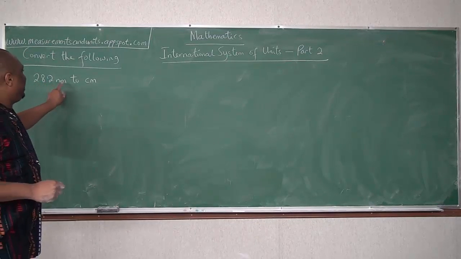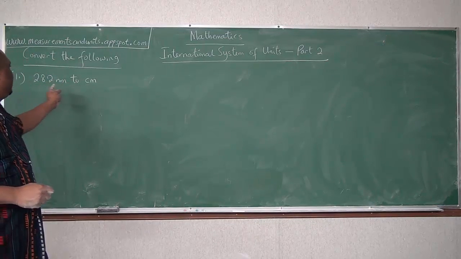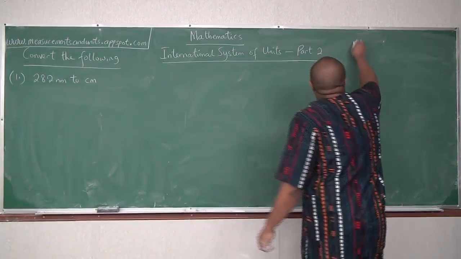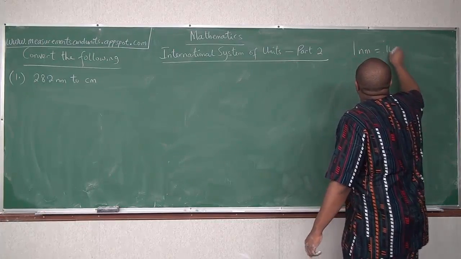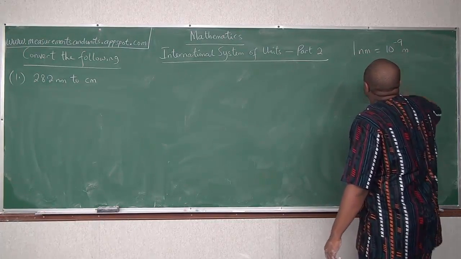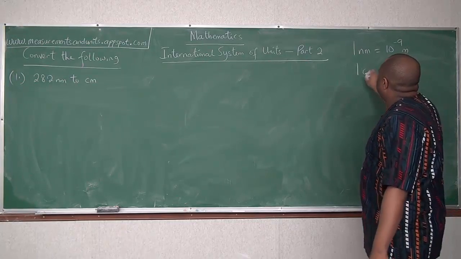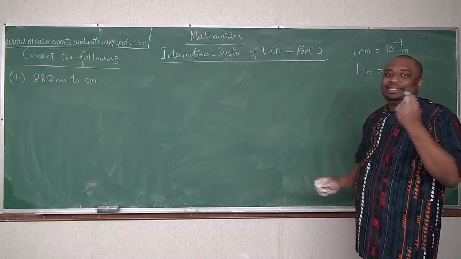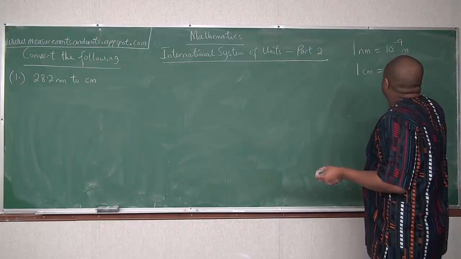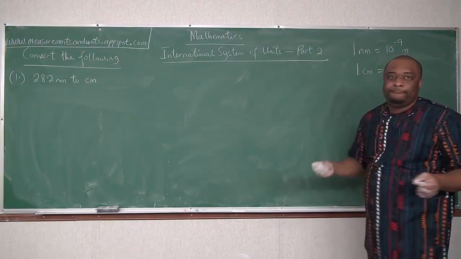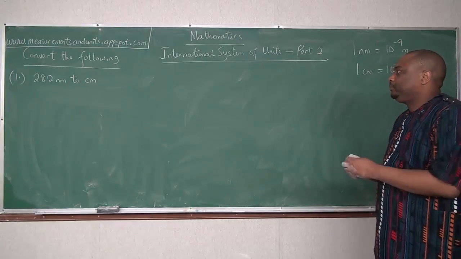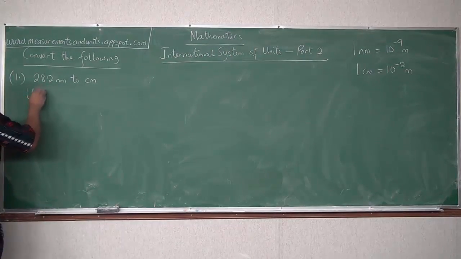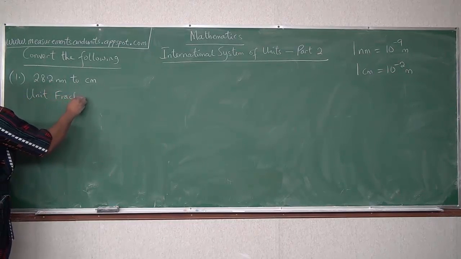All right, so from here, nano, we see that 1 nanometer is equal to 10 to the power -9 meters. And we see that 1 centimeter, we did this in part 1, centi is 10 to the power -2 meters. So, in this case, I'm using the unit fraction method.